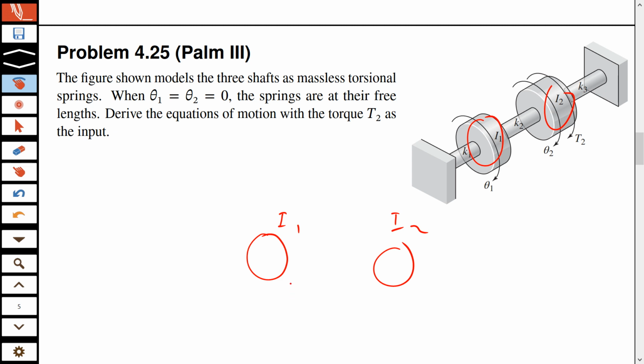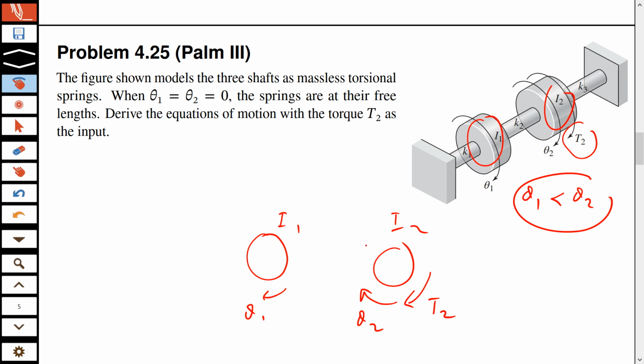Okay, so you have these two free bodies, and of course one of them has an external torque, so I can just label that like that, and it is in the same direction as theta 2, and here you have theta 1, and depending on whether you assume theta 2 to be greater than theta 1 or less than theta 1, I just make this assumption.